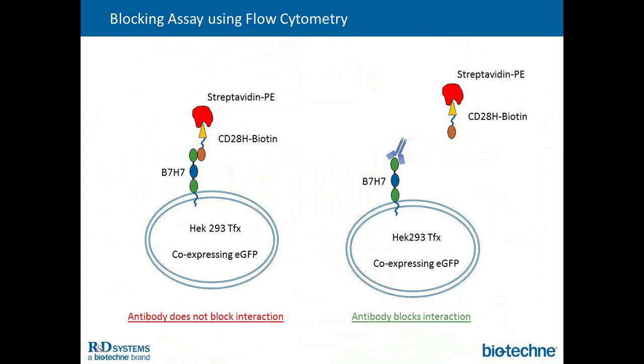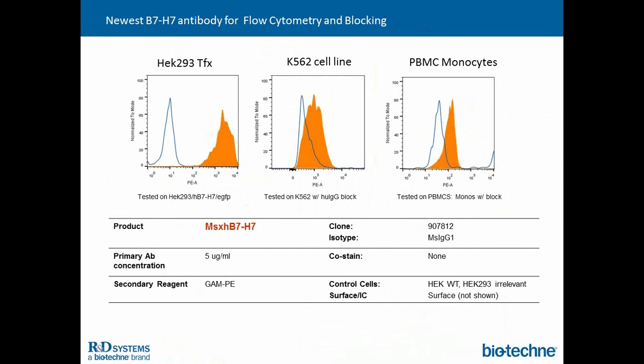Since this is a flow cytometry test, the first thing we need to do is establish that flow cytometry is an application for the antibody. So we're screening all our panels. And on the next slide, I give you one example. Again, these are the B7H7 antibodies we just did in the last half year.